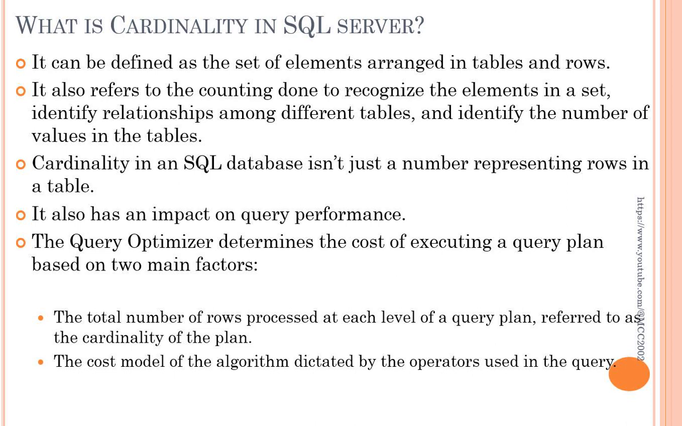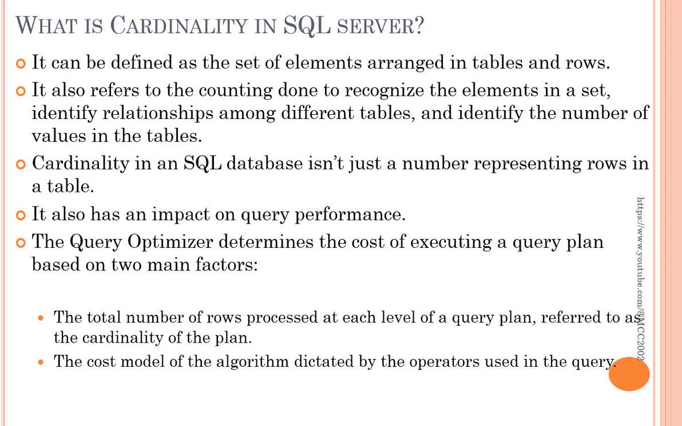Basically, how many tables you attach, how many rows are expected to get data. So that totally depends on the number, or set, of elements. It also refers to the counting done to reorganize the elements in the set, identify relationships among different tables, and identify the number of values in the tables. Means you can say how many tables are calculated in the join, and how many rows are calculated to get data for that query. So that depends on those numbers.